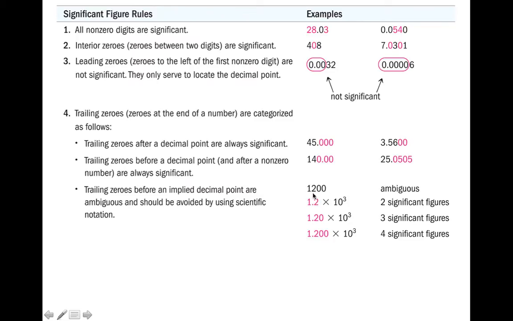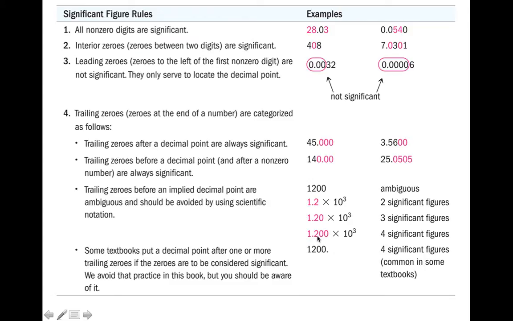If you want to indicate you've got 3 sig figs in this number, 1200, you write it like this, 1.20 times 10 to the 3. Can you see I've got a trailing 0 now? That makes it significant according to rule number 4.A, right? And then if you've got 4 sig figs, you write it like that. Okay? And some textbooks will put a decimal point after one or more trailing zeros. If the zeros are going to be considered significant, in other words, you want 4 sig figs, you might write it like that.